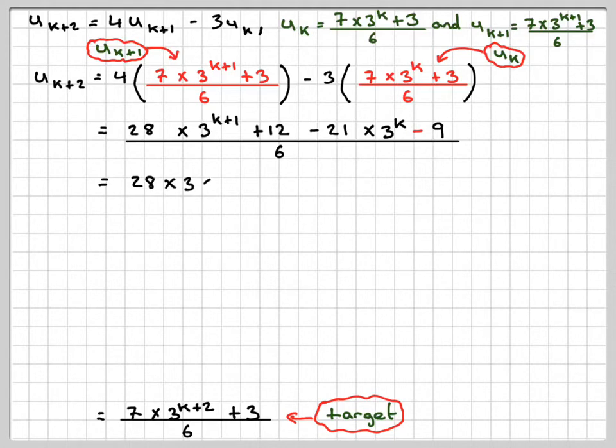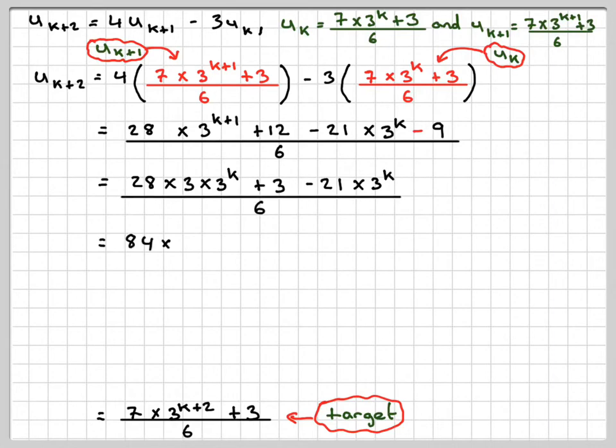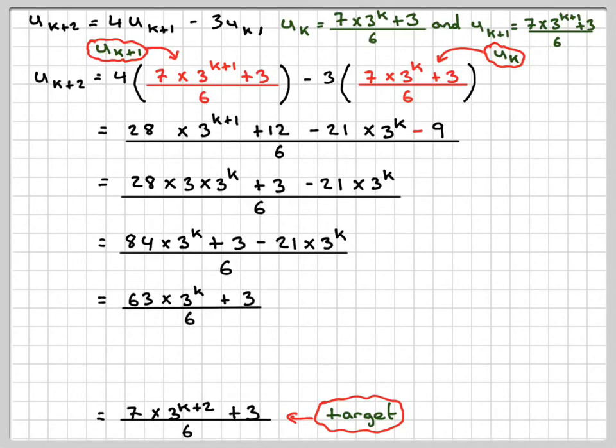Okay, so it's going to give 28 times 3^k times 3, because 3^{k+1} is the same as 3^k times 3. So we separated it up there. 12 minus 9 is 3. And we've still got minus 21 times 3^k, and that's over 6. So 3 times 28 is 84 times 3^k, plus 3, minus 21 times 3^k, over 6. 84 lots of 3^k minus 21 lots of 3^k gives me (63 × 3^k + 3)/6.